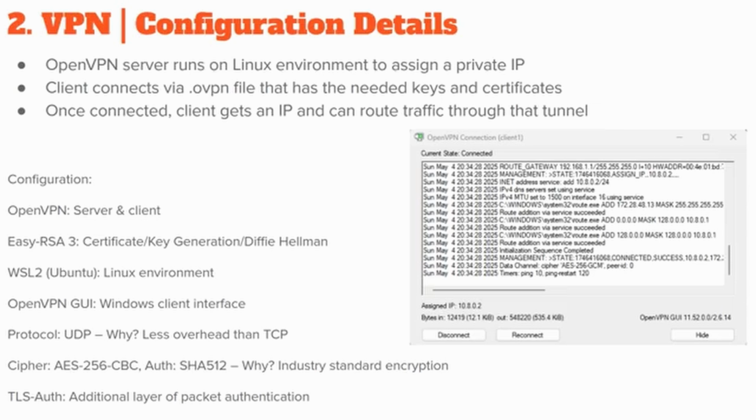For the server, I configured OpenVPN with the UDP protocol 1194. I generated the CA, server key, and client certificate using RSA. Specifically for the client, I created an OVPN config file that includes the CA, client cert, key, and TLS key, and I used my own internal IP address to ensure the client could connect to the server from the same network. I used the cipher AES-256 and auth SHA-512, mainly because it's an industry standard encryption. And lastly, I had TLS auth, which helped to add an additional layer of packet authentication.